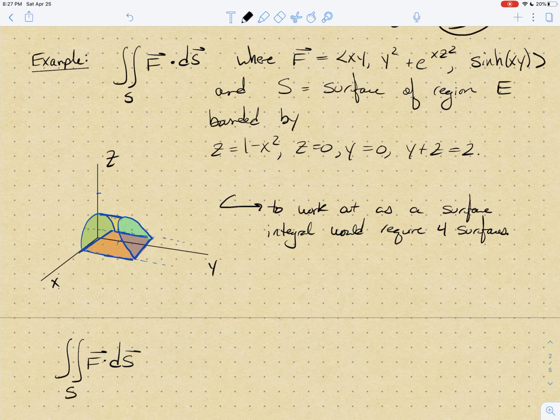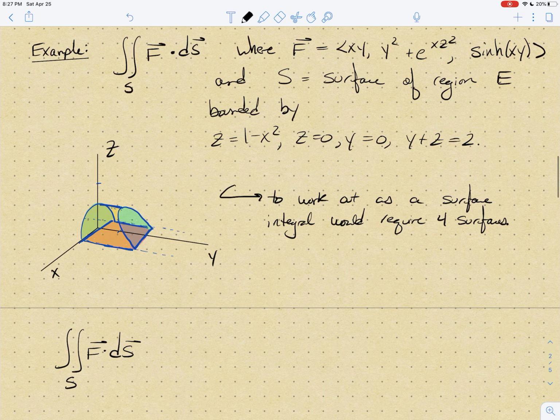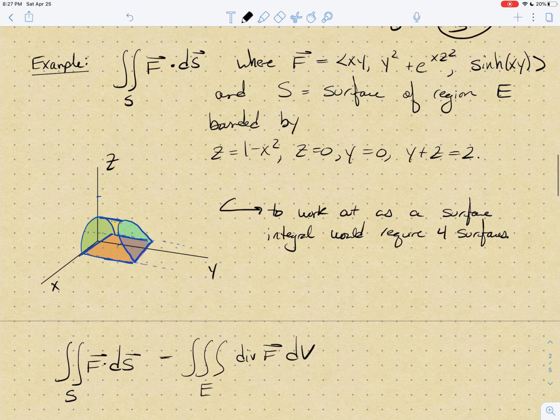So we're going to try and make use of the divergence theorem, and the divergence theorem says, hey, if you're working out the surface integral of a closed surface and everything is nice enough, which in this case it is, then you can switch this to the triple integral over the solid E. I'm thinking of E as the solid here, whereas S is just the shell, the surface of this guy. Triple integral over the solid E of the divergence of F dV.